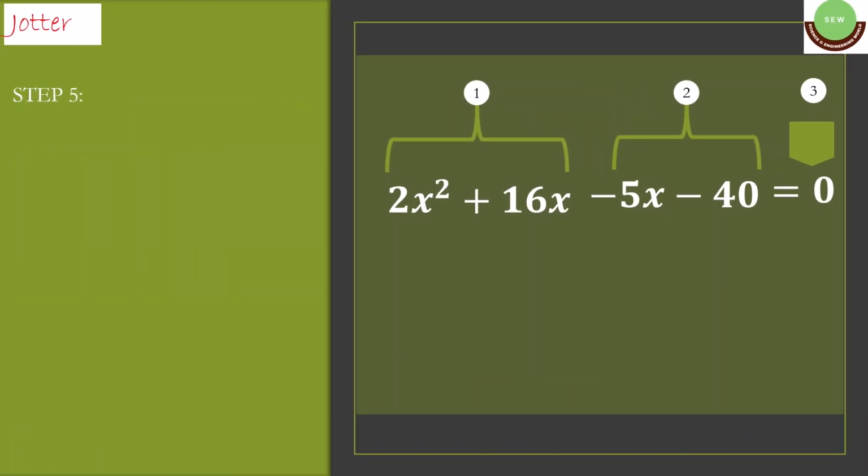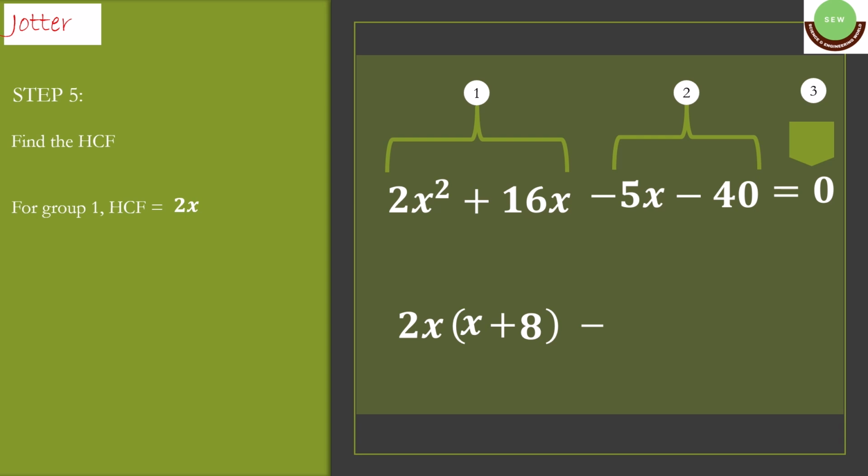In step 5, we want to find the HCF for each group. So for group 1, the common factor will be 2x, and we write 2x out and put the remaining into the brackets. So 2x into x squared, we are left with x, then plus is coming in, 2x in 16x will give us 8. Then we have the minus in between coming in.